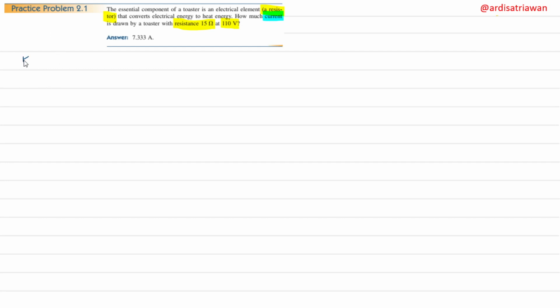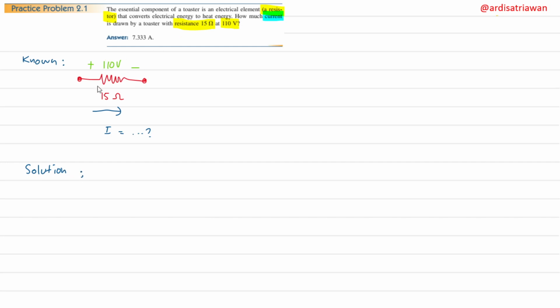So we have this as our circuit. So we have a resistor with a value of 15 ohm, and then we give this resistor a voltage, which is 110, and we are asked to find the current that passes through this resistor. Okay, now let's jump into our solution.